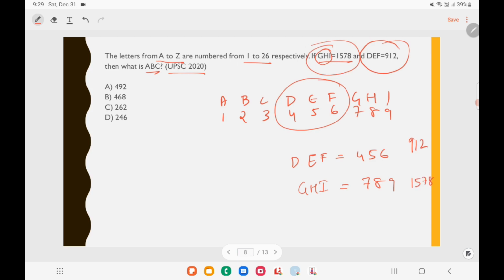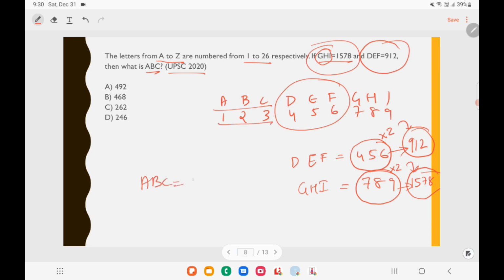So now you need to find out a relationship between 456 and 912. Also you need to find a relationship between 789 and 1578. So if you see, if you multiply 456 with 2, you will get 912. If you multiply 789 with 2, you will get 1578. So the code for ABC will be, from here it's 1, 2, 3, but you need to multiply this with 2. So our answer will be 246. So the answer is D, 246.